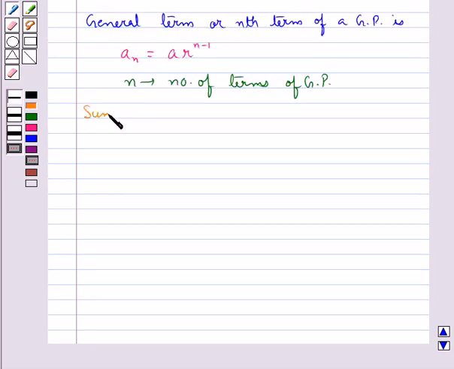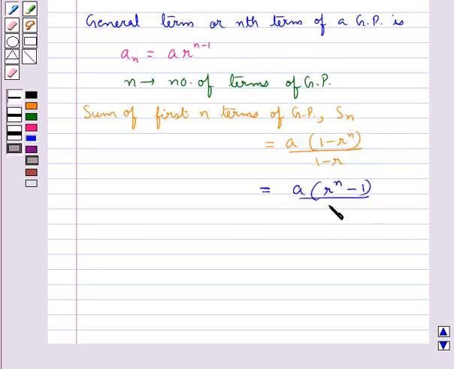Now the sum of first N terms of GP given by SN is equal to A into 1 minus R to the power N upon 1 minus R, or this could be also equal to A into R to the power N minus 1 upon R minus 1. This is the sum of first N terms of a GP. This is the case when R is not equal to 1. If in case we have R is equal to 1, then the sum of first n terms, that is Sn, would be equal to n into A.